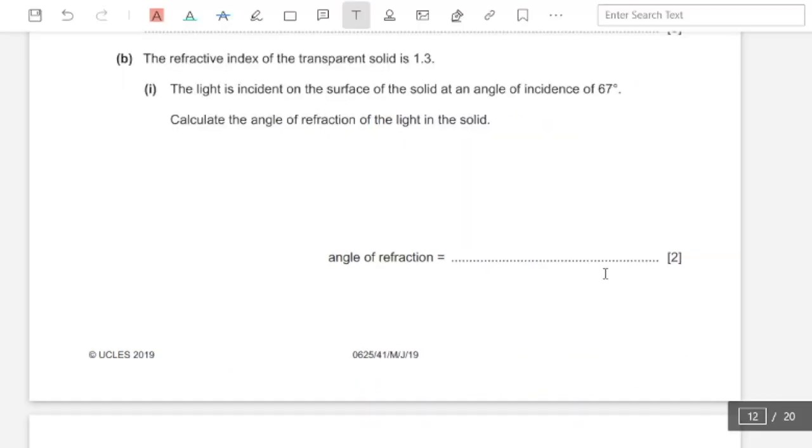B. The refractive index of the transparent solid is 1.31. The light is incident on the surface of the solid at an angle of incidence of 67 degrees. Calculate the angle of refraction of the light in the solid.